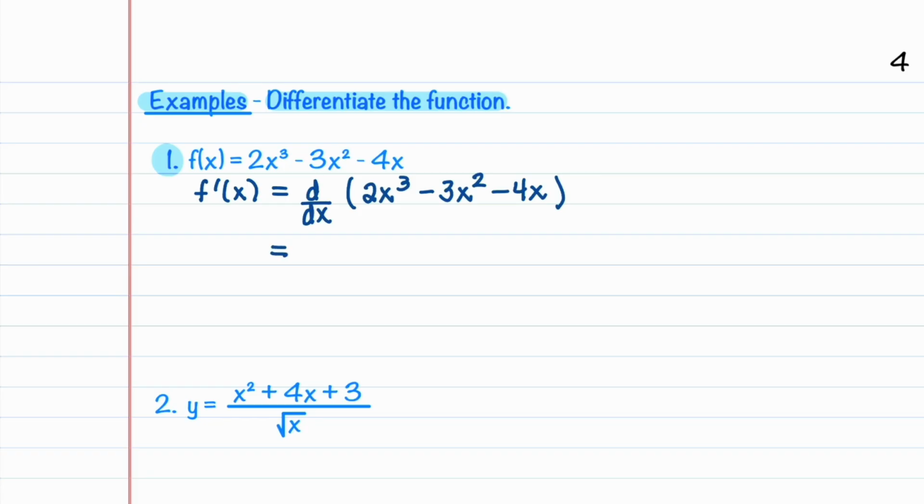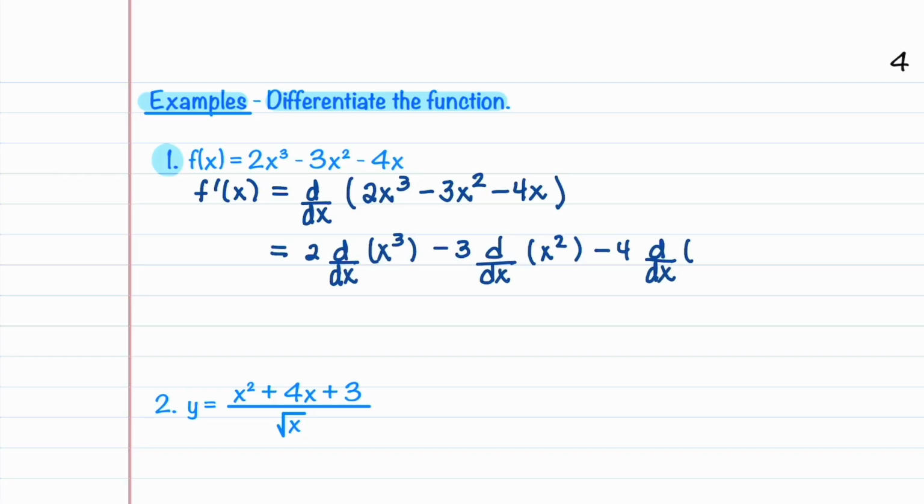We are going to take the derivative of each piece, and whenever we have a constant, we can just pull that constant out in front of the derivative. So our first piece looks like this. It's 2 times the derivative with respect to x of x cubed, minus 3 times the derivative with respect to x of x squared, minus 4 times the derivative with respect to x of x.